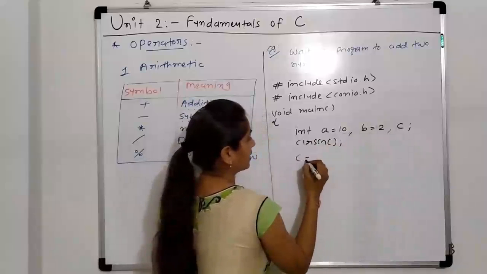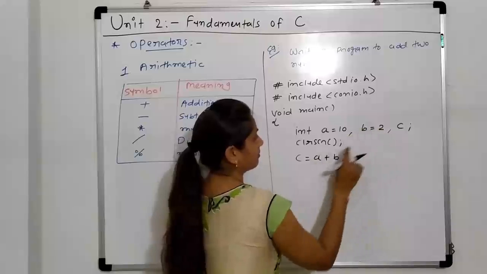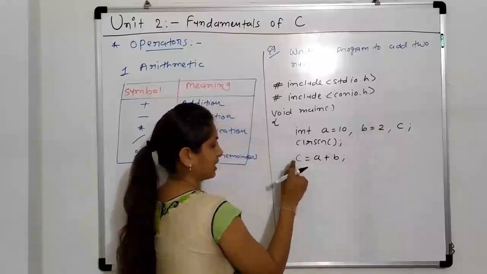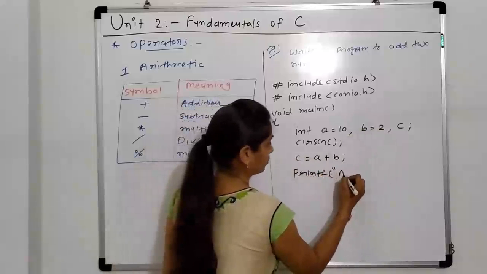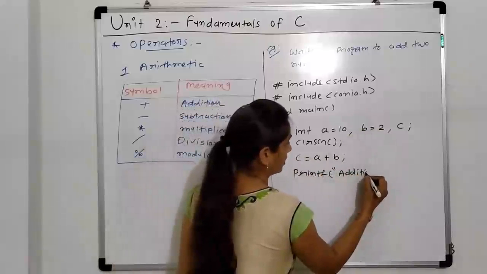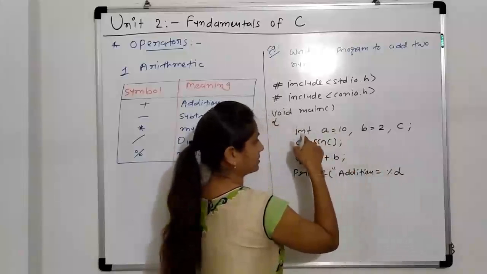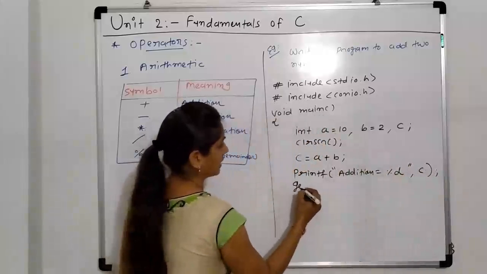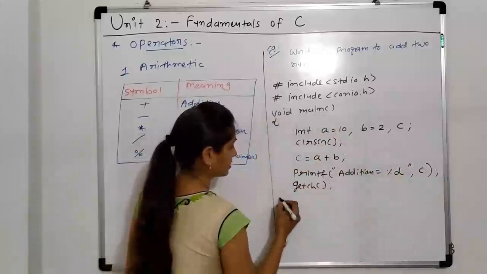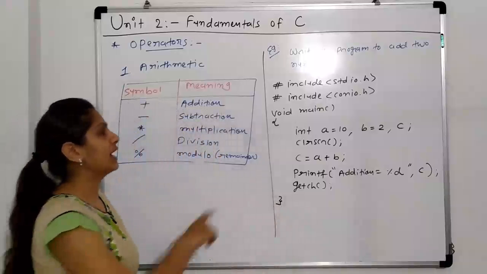Now the calculation is C equals A plus B. So 10 plus 2, the answer is 12. That we have to print, so the printf function is used. Addition equals percentage d, where d stands for integer, and the value is the value of C. And the last step is getch, and that completes our program. So this is the example.